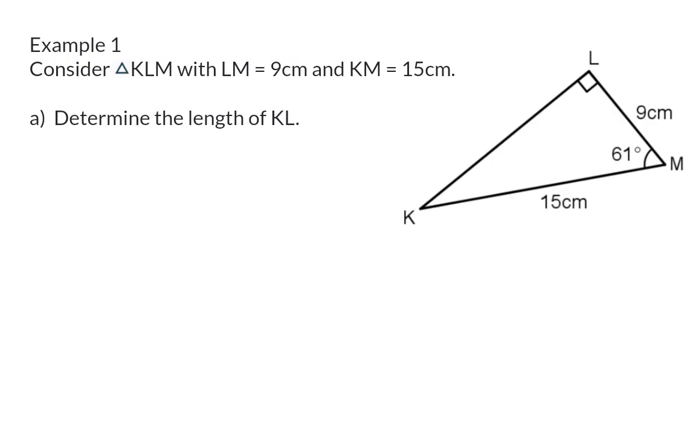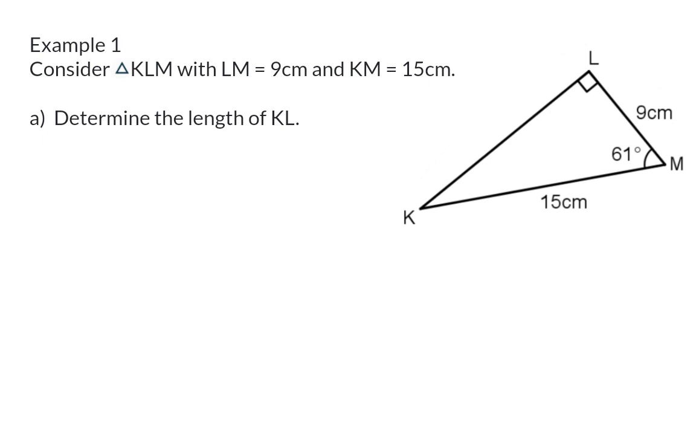Example 1. Consider triangle KLM with LM 9 cm and KM 15 cm. If you have a look at the sketch, you will also see that angle M is given as 61 degrees in this right-angled triangle. Question A. Determine the length of KL.